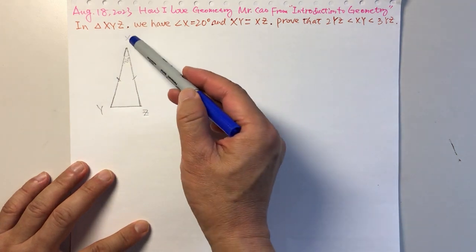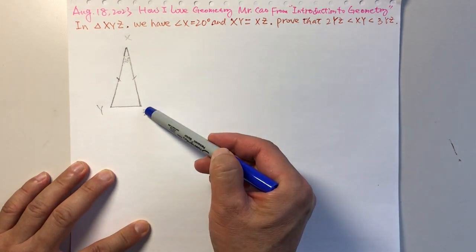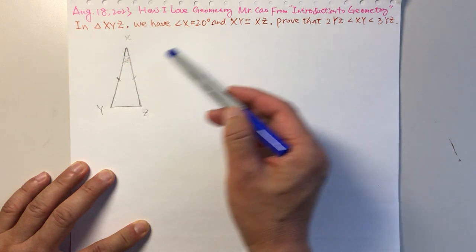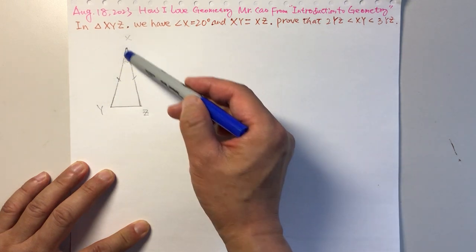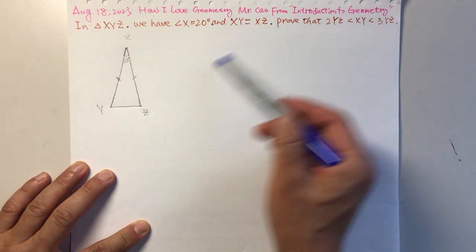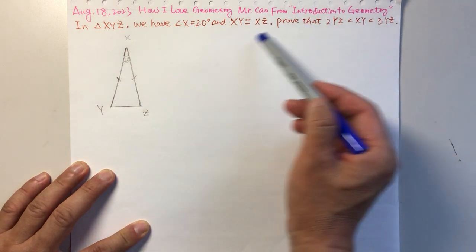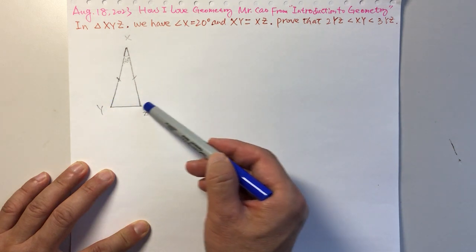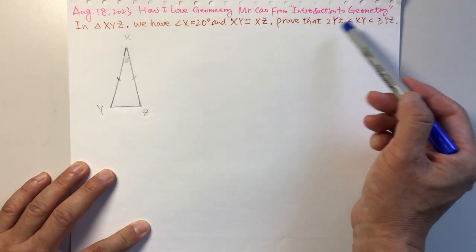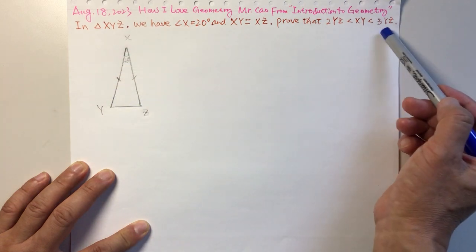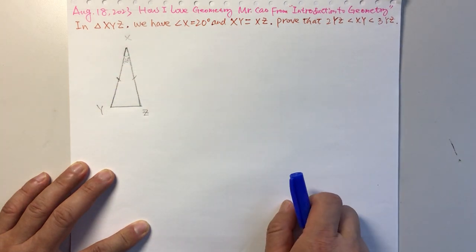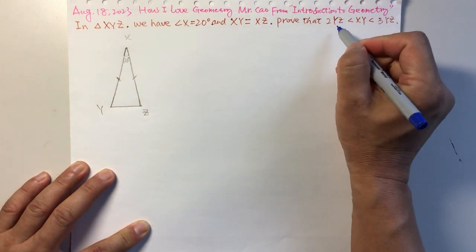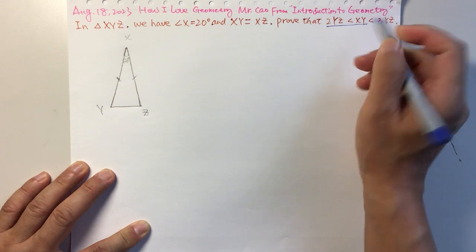In triangle XYZ, we have angle X equals 20 degrees and XY equals XZ. Prove that XY is greater than 2YZ, and XY is less than 3YZ. Okay. So for the first part, we should prove XY is greater than 2YZ.